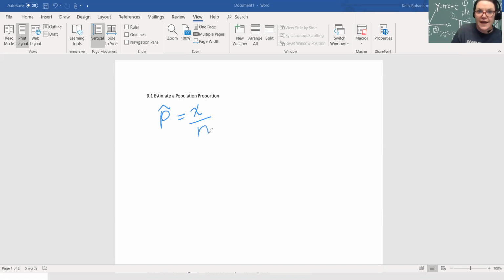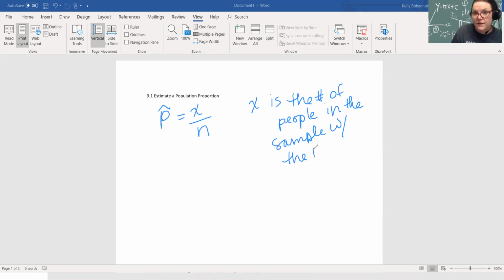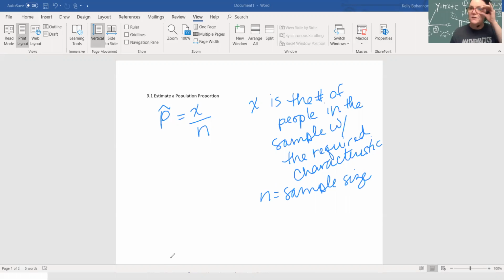x over n, where x is the number of people in the sample with the required characteristic, and n is your sample size. So in this case, let's say I surveyed 2,000 people. That would be my n value.